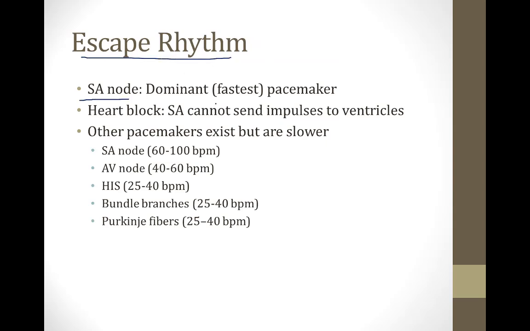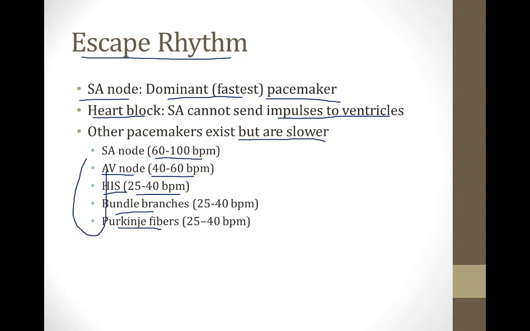Recall that the SA node is normally the dominant and fastest pacemaker in the heart. It normally controls depolarization of all the cardiac structures. However, in heart block, the SA node cannot send impulses to the ventricles. Luckily, lower pacemakers exist, however they are slower. The SA node under normal resting conditions can fire at a rate of 60 to 100 beats per minute. The AV node can also depolarize the ventricles, but only at a rate of 40 to 60 beats per minute. The His bundle, the bundle branches, and the Purkinje fibers can also depolarize the ventricles. However, they can only do this at a rate of 25 to 40 beats per minute.